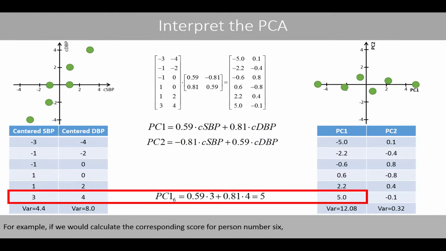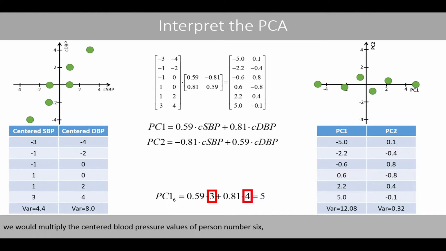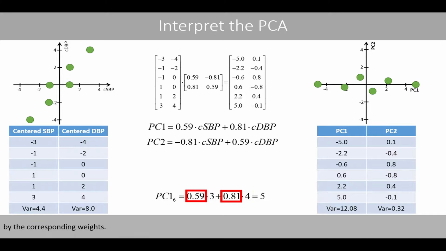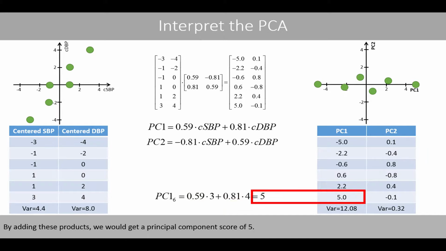For example, if we would calculate the corresponding score for person number 6, we would multiply the centered blood pressure values of person number 6 by the corresponding weights. By adding these products, we would get the principal component score of 5.